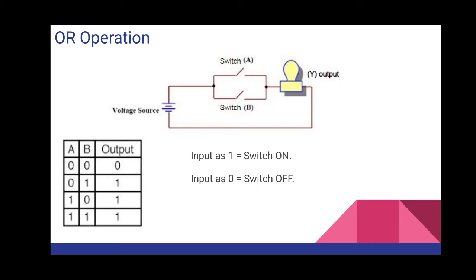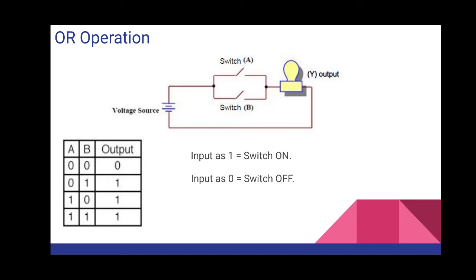Why? Because what the condition is given, at least one input has to be 1. So even if here both the inputs are 1, then also our output will be 1 only. Right? So let us understand with the circuit example.